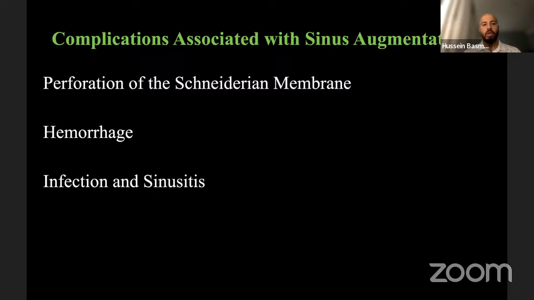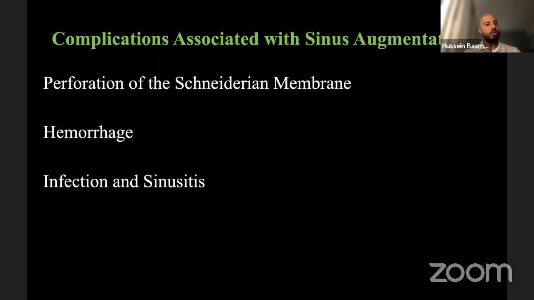The most common one is the perforation of the Schneiderian membrane. So we all know from the anatomy of the sinus that we talked about last time that the sinus is an air cavity, where the bony housing or bony walls have a lining, the Schneiderian membrane. And this is actually the part that we're going to be lifting whenever we are doing sinus augmentation.